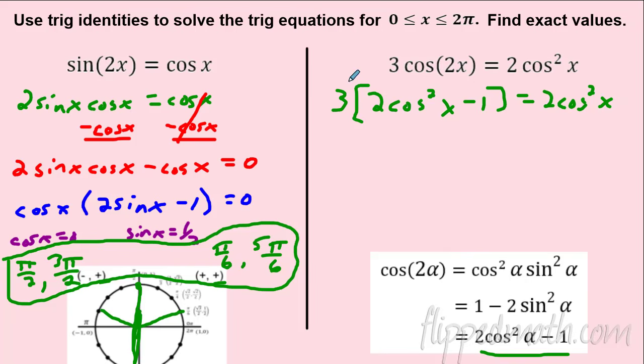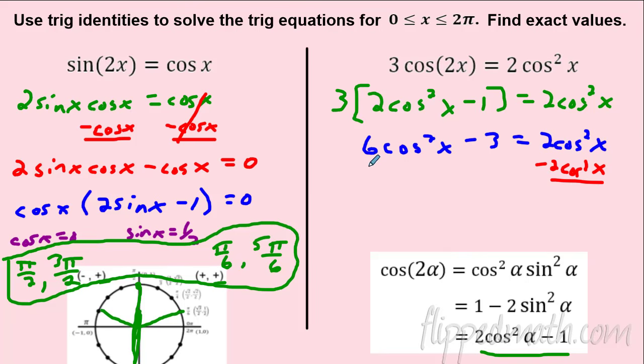So we can distribute the 3. So I've really got 6 of these bad boys. So 6 cosine squared x minus 3 equals 2 cosine squared x. So now, again, I kind of want to get all my cosine squareds on one side. So let's go ahead and subtract these 2 cosine squareds. We can subtract it from both sides. Whatever you do to one side, got to do to the other. Here we go. Subtract them. So that's just 0 over here. Those are going to cancel and give me 4 cosine squared x's, which is nice.